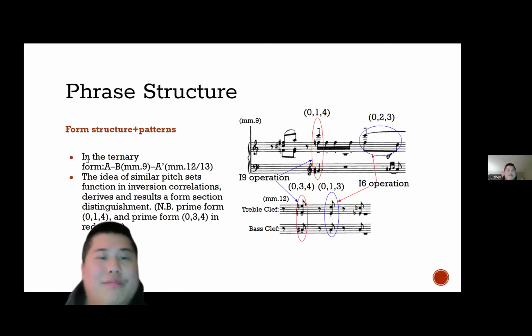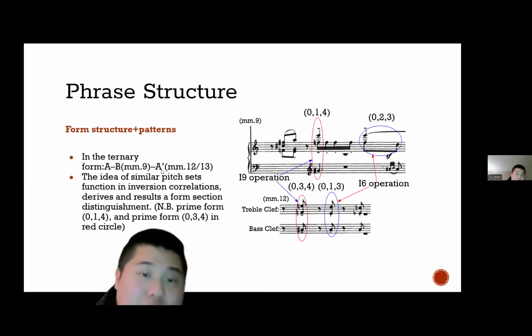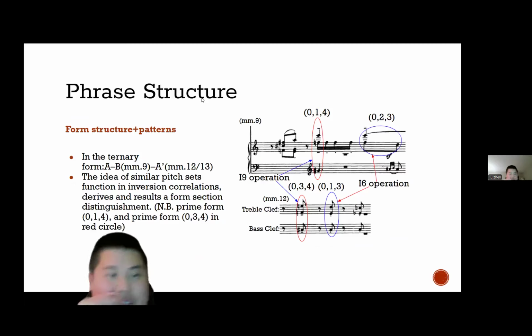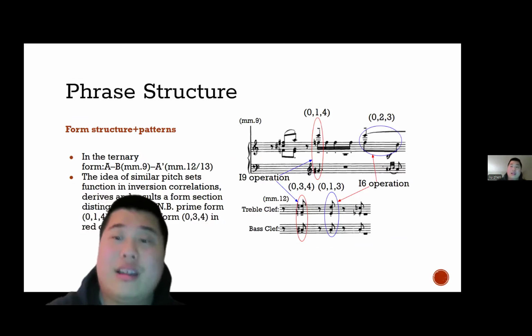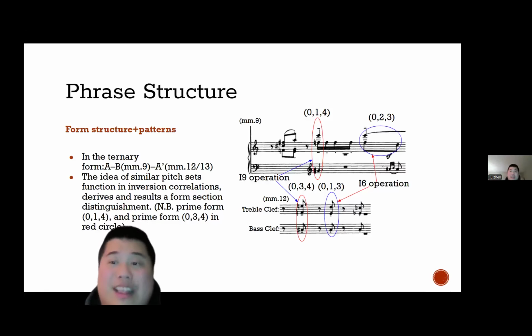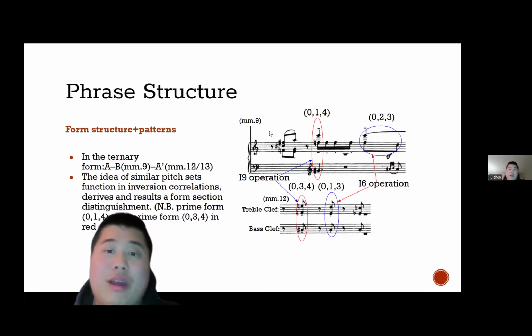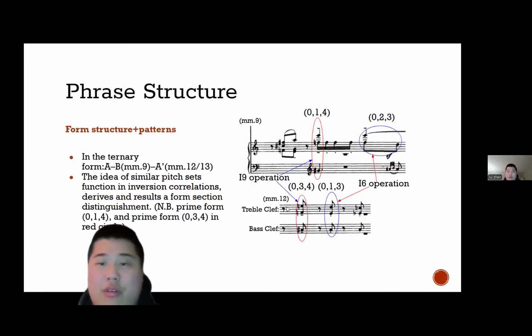This piece in general has a ternary form, which is A, B, and goes back to A prime. But what's more interesting for me is how I can interpret the idea that this kind of structure is aligned with each section. What I mean by that, if we look at the screenshot here for my example, measure 9 and measure 12, we can see the red circled set in measure 9 is in the I inversion operation with the circle in measure 12, also in red.